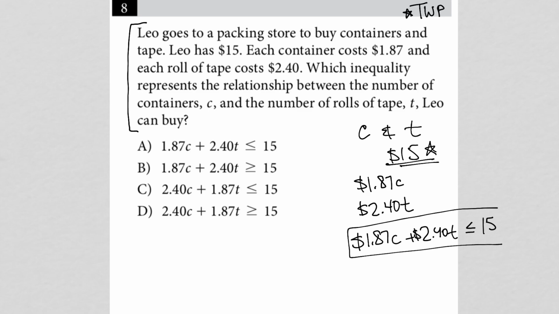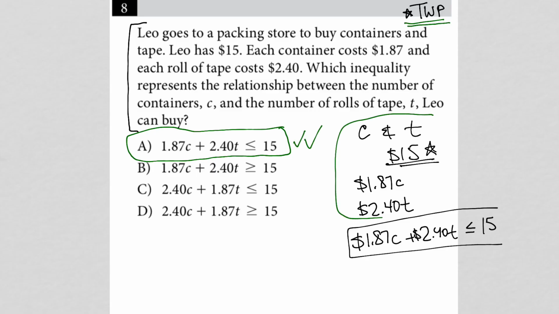So let's see what the answer choice matches with that. It looks like it is choice A, right? Choice A, 1.87C plus 2.40T is less than or equal to 15. So hopefully that made sense on how we translated this word problem, got all of this data out of it.